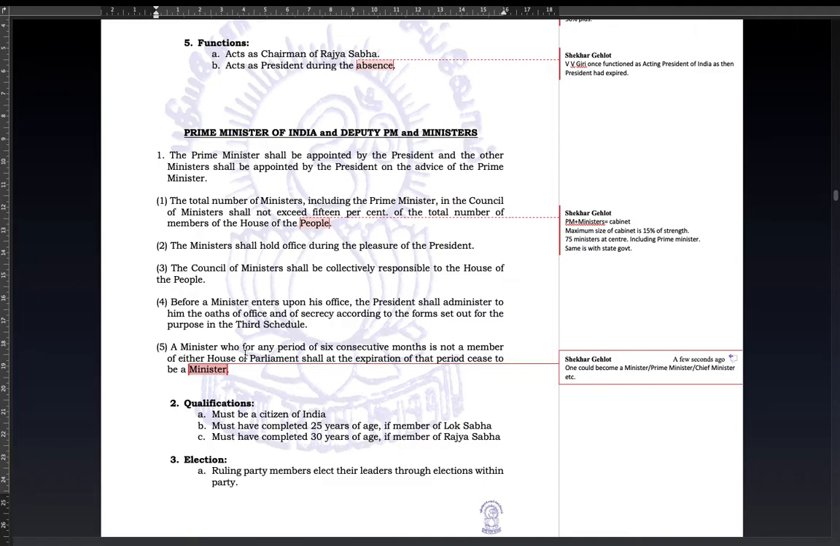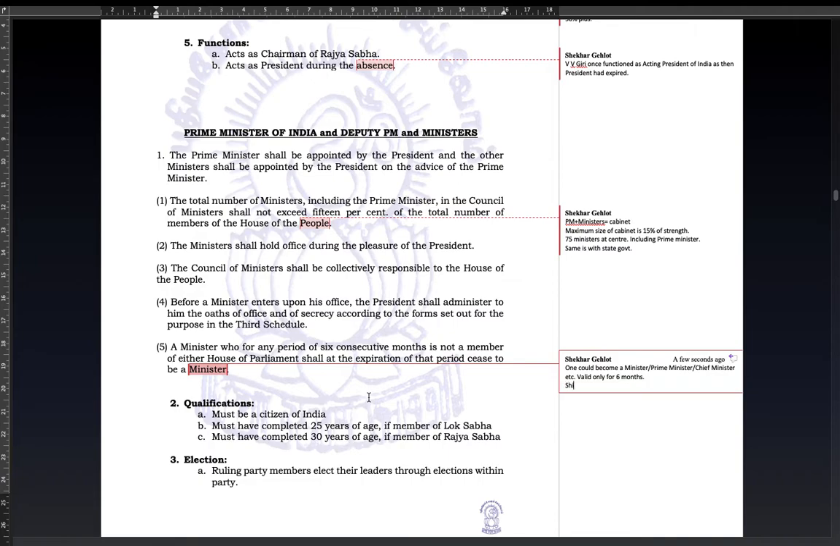That means we can have a prime minister or a chief minister or a minister at the state or union who is not a member of either house, but that is valid only for 6 months, and within those 6 months, he should get himself elected to either house, either the Rajya Sabha or Lok Sabha. Otherwise his appointment will come to a halt and he will be removed.